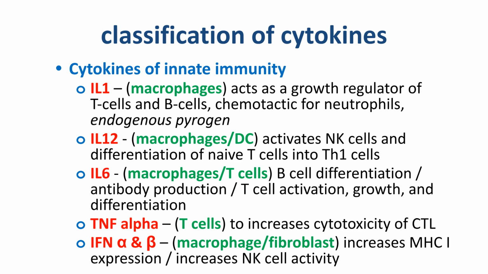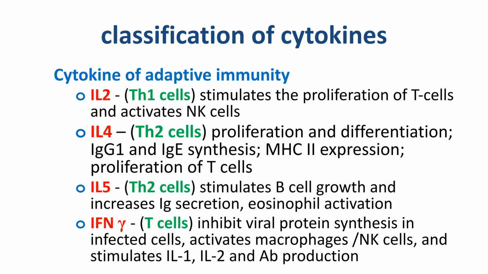IFN-alpha and beta are produced by macrophages and fibroblasts, providing immediate antiviral defense. They increase MHC class I expression, enhancing antigen presentation. They also increase NK cell activity, promoting elimination of infected cells. These cytokines collectively initiate protective inflammatory responses. Cytokines of adaptive immunity are produced primarily by activated T cells, fine-tuning immune responses based on pathogen characteristics. Understanding these is essential for grasping how immune responses are coordinated.